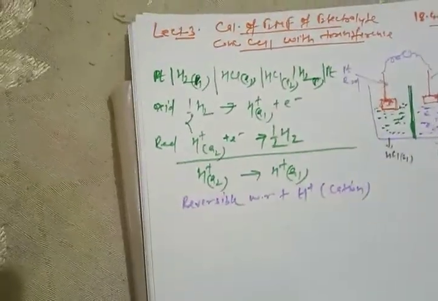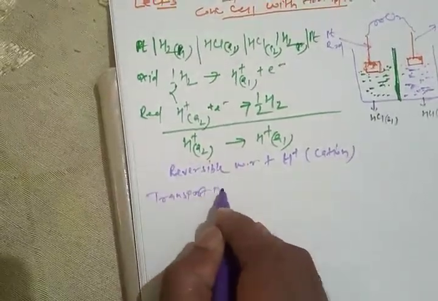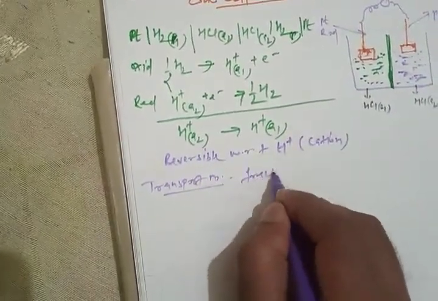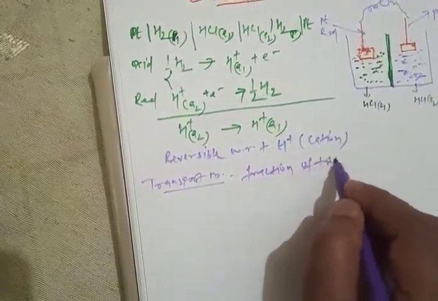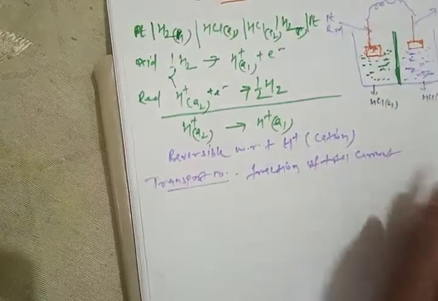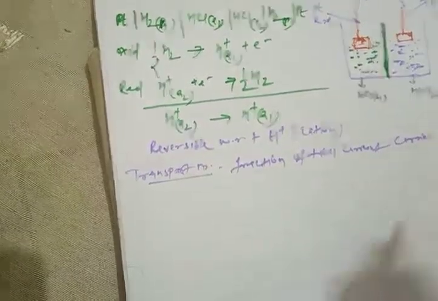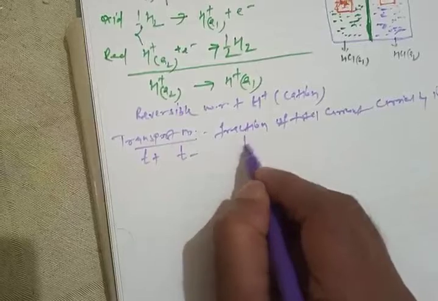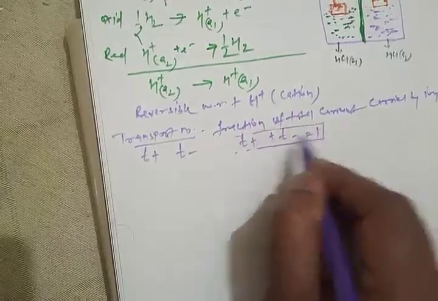So for that we will discuss the transport number. What is a transport number? Transport number is nothing but the fraction of total current carried by an ion. If the total current carried by the cation is T plus, and the total current carried by the anion is T minus, then T plus and T minus always equal 1. This is the transport number.